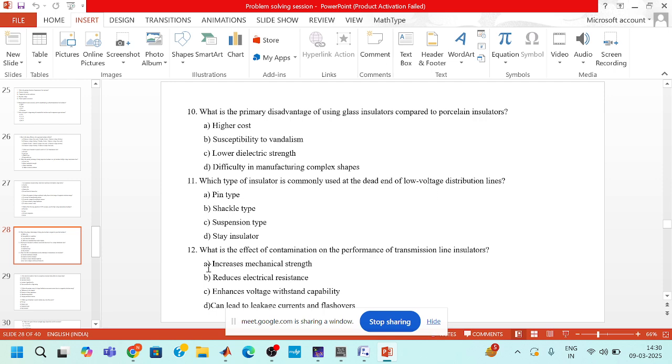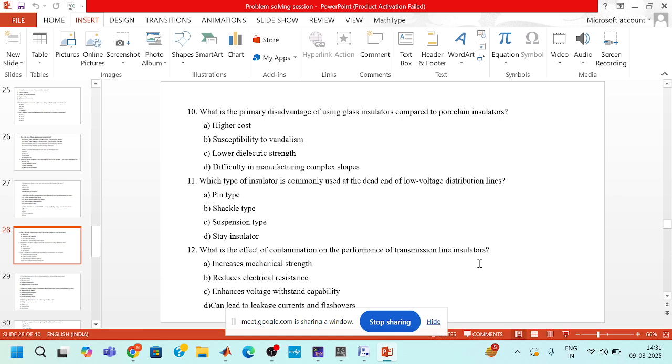Now, the next question is, what is the effect of contamination on the performance of transmission line insulators? Options are A, increase mechanical strength, B is reduce electrical resistance, option C is enhances voltage withstand capability, and option D is it can lead to leakage currents and flashovers. It could lead to leakage currents and flashovers, madam.